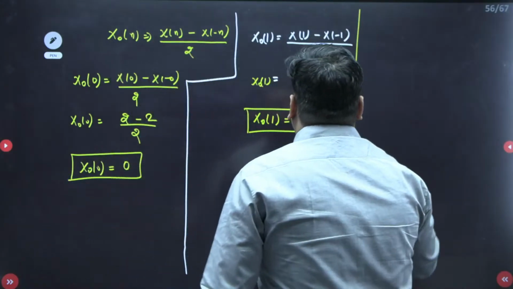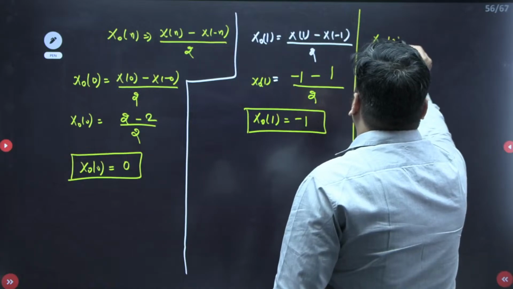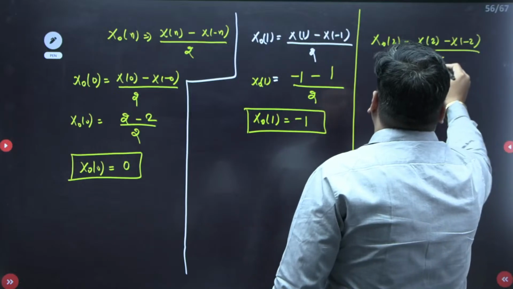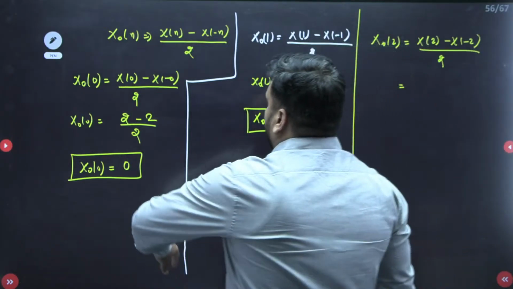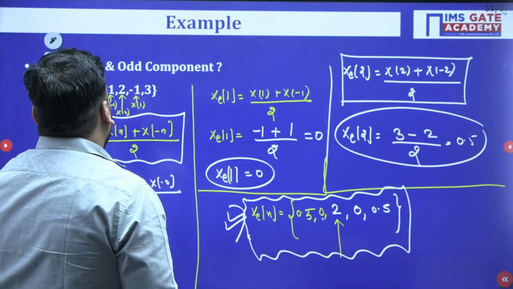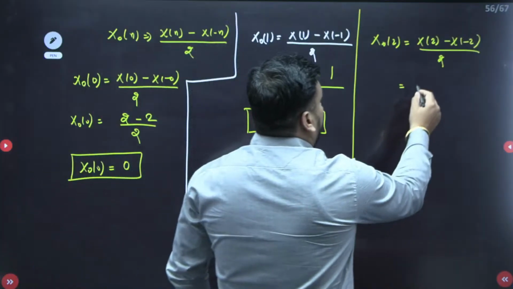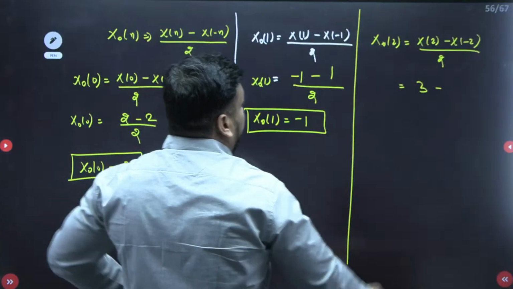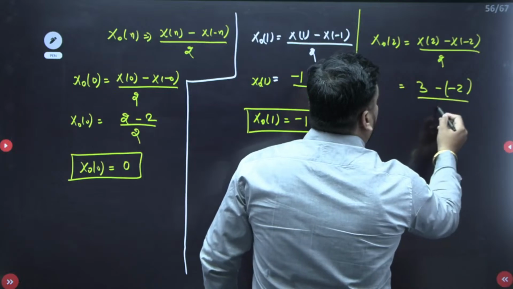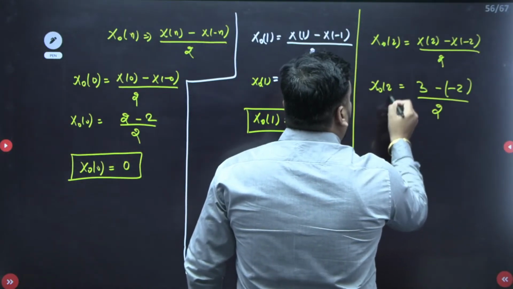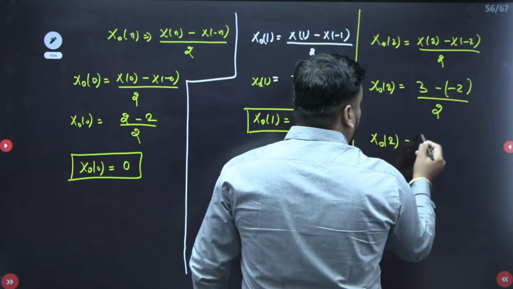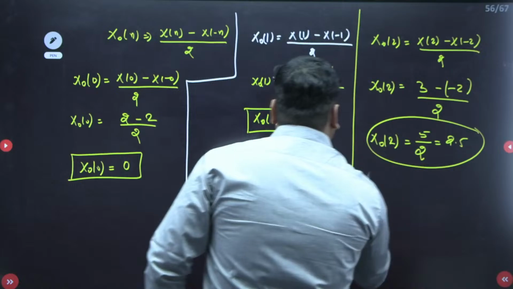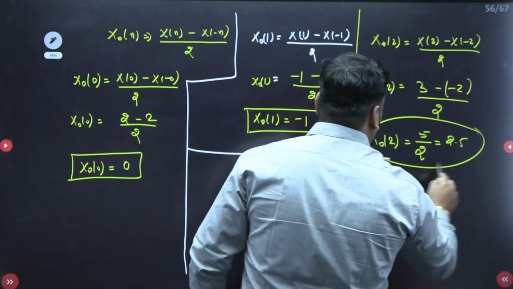Now similarly tell me, if I talk about x odd part of 2, then the formula will be x[2] minus x[-2] upon 2. So what is x[2] value? The x[2] value is 3, minus, what is x[-2] value? x[-2] value is minus 2, upon 2. So x odd part of 2 will become 5 by 2, and it is nothing but 2.5. Yes. So now I have x[0] also, I have x[1] also.